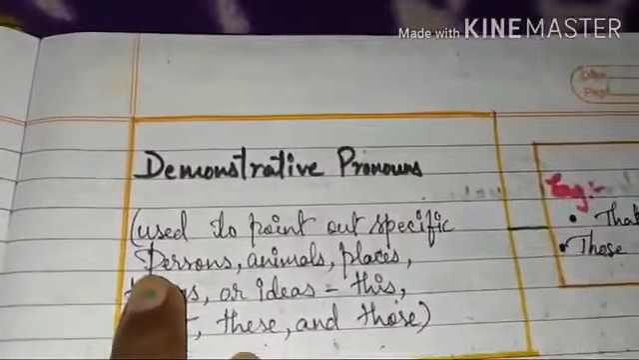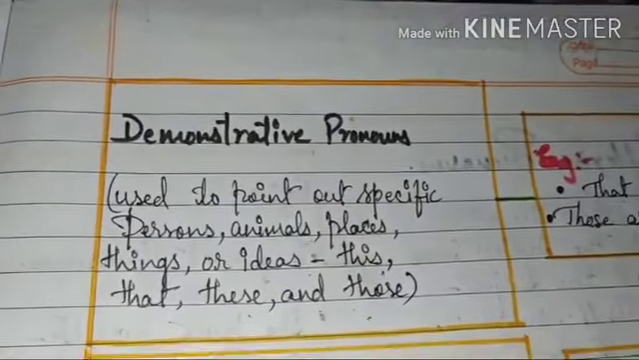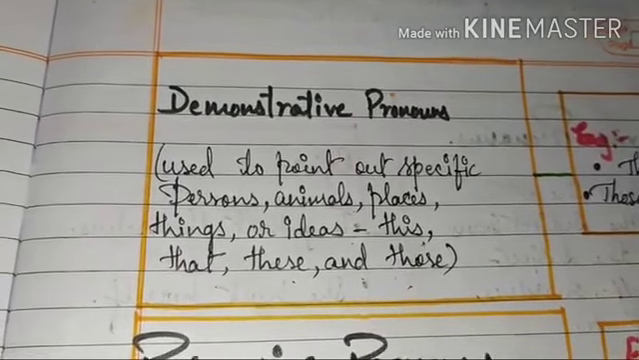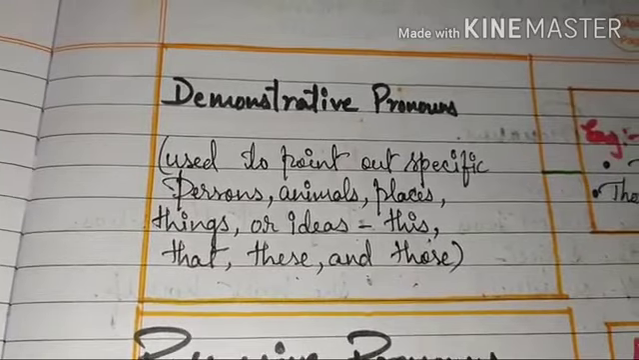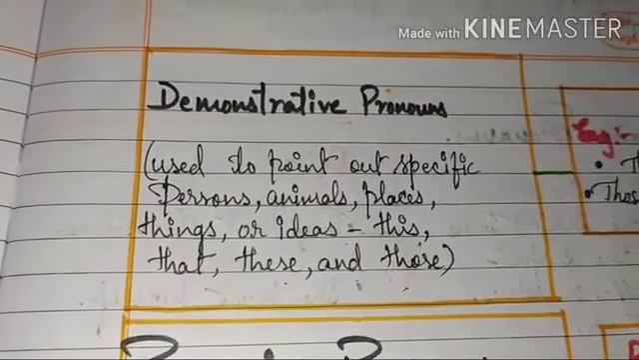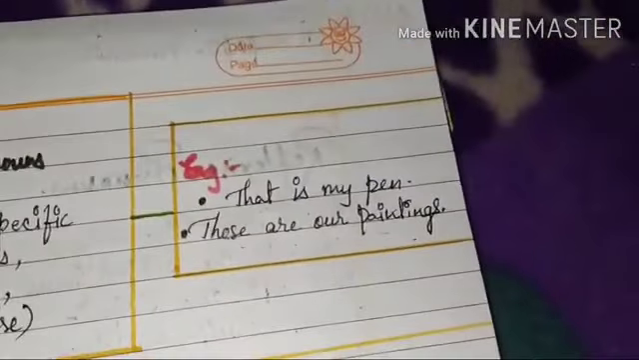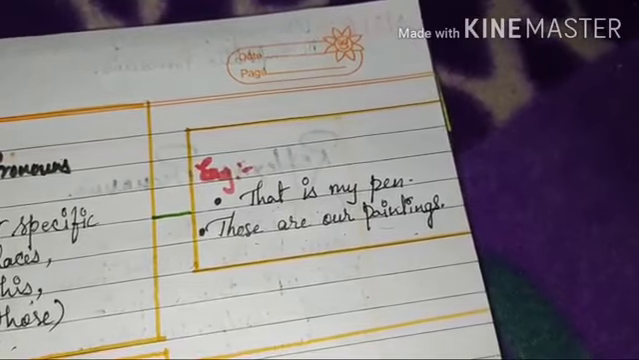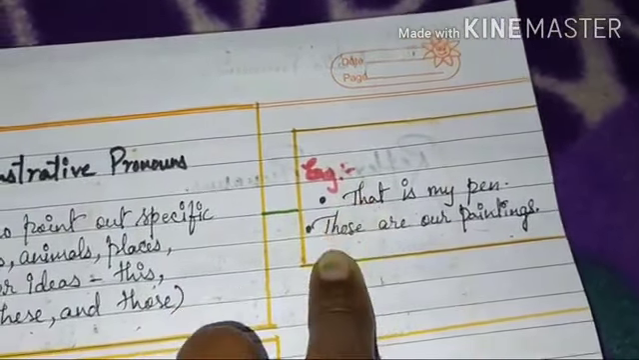Next we have demonstrative pronouns. Yes, demonstrative. We use them to point out specific people, animals, places, things or ideas, like this, that, these and those. For example, this is my pen. Those are our paintings. So this and those here are demonstrative pronouns.